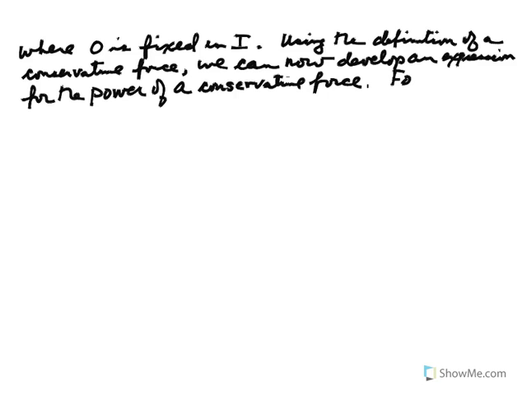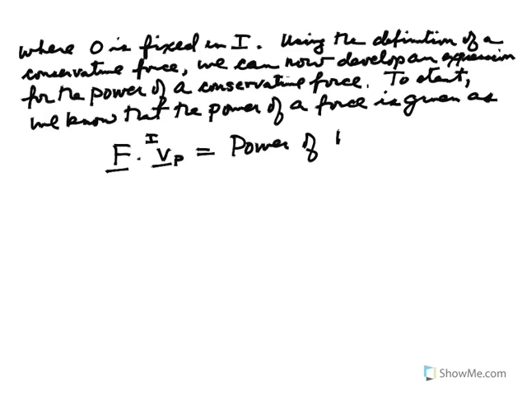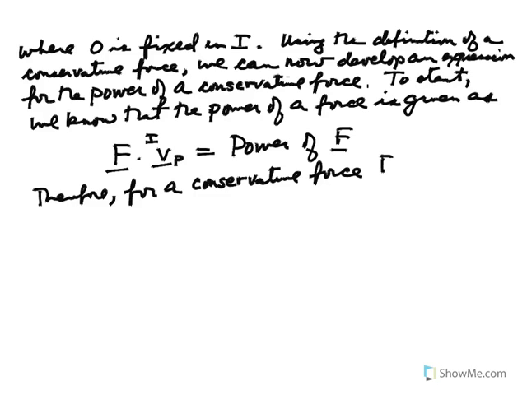So to start, we know that the power of a force is given as F dotted with V P in I. That's the power of F. So that implies for a conservative force, F superscript C, the following is true: that F C dotted with V P in I is equal to the power of F C.